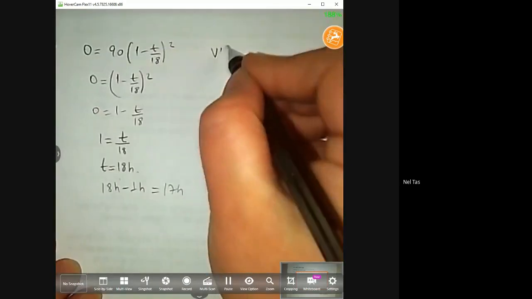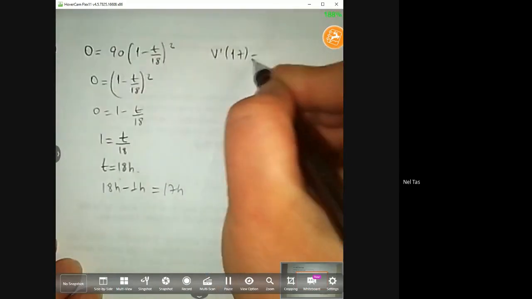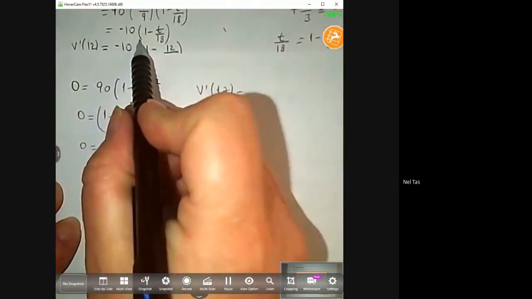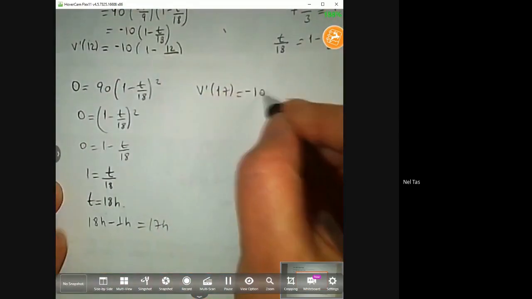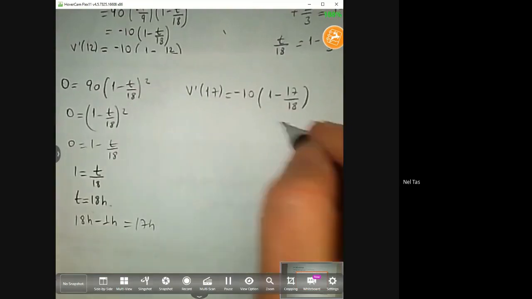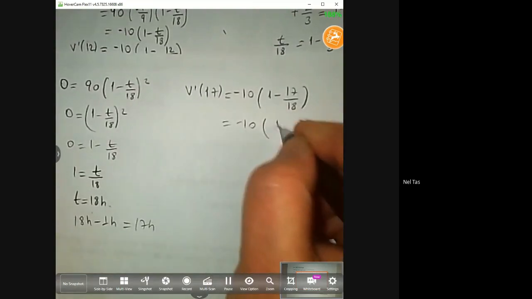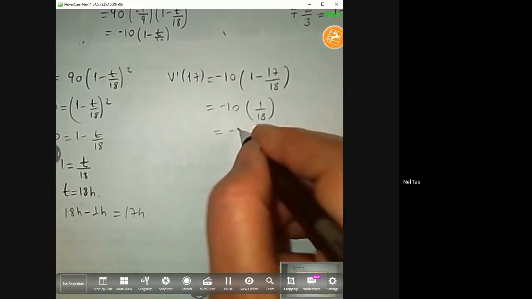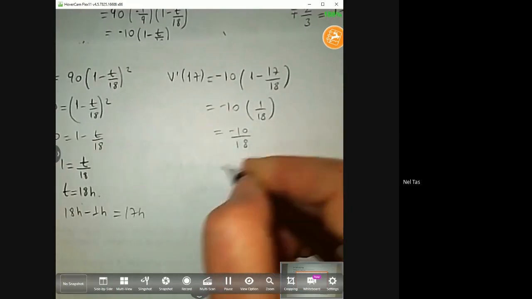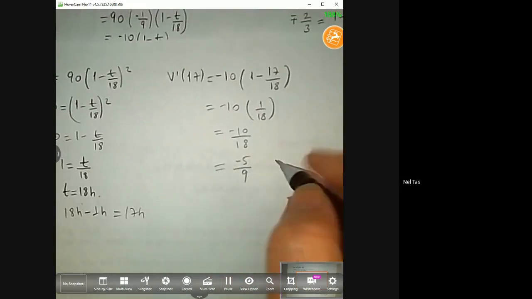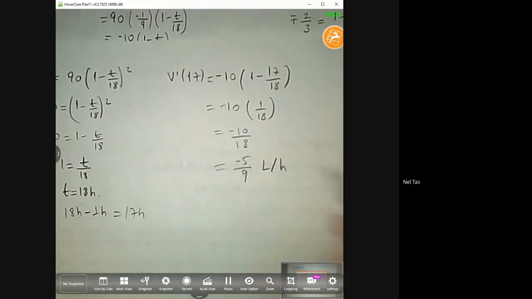So how fast is the gas leaking after 17 hours? We use again our derivative function here. Negative 10, 1 minus 17 over 18. Negative 10, 1 over 18. So you get negative 10 over 18. Simplify. Negative 5 over 9 liters per hour.